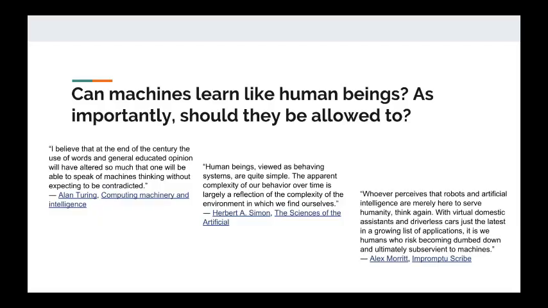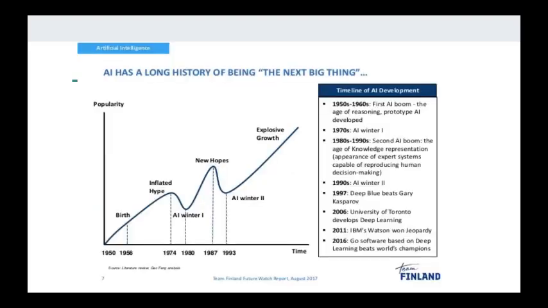Basically, the question of AI is: can machines learn like human beings? And as we'll talk about today, should they be allowed to? There are quotes from luminaries in the field, people who conceptualized, even in the early and certainly the mid 20th century, that computers would just be able to think like people, and we'd think nothing of it. Eventually, if they could think like people, they might become stronger than us. One important thing to realize is that a lot of these were written in a very early era.